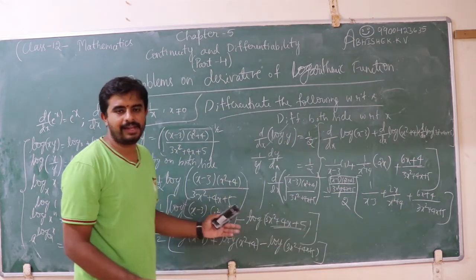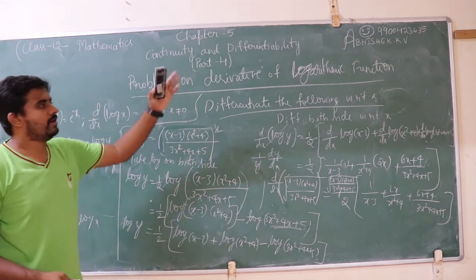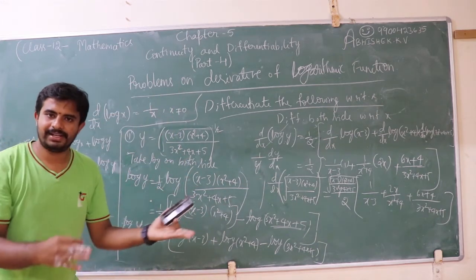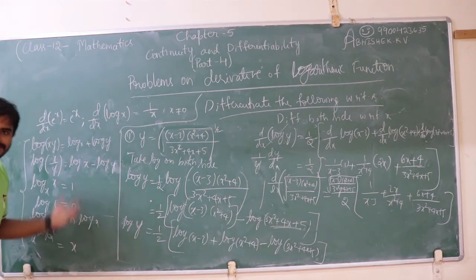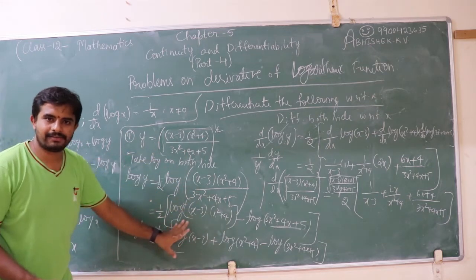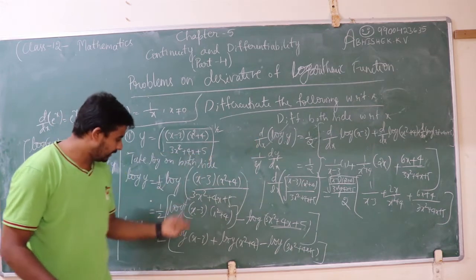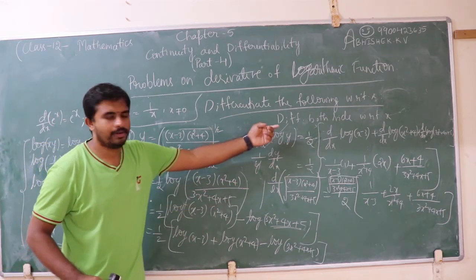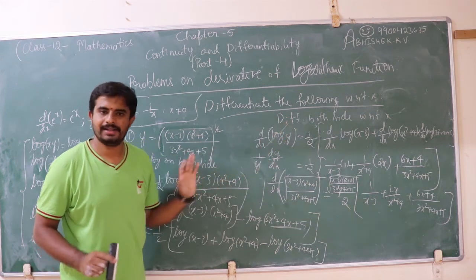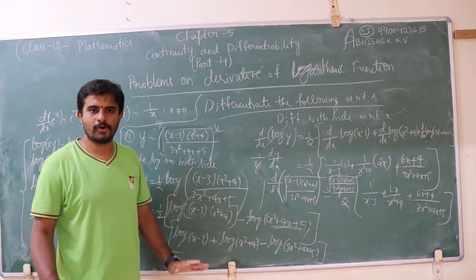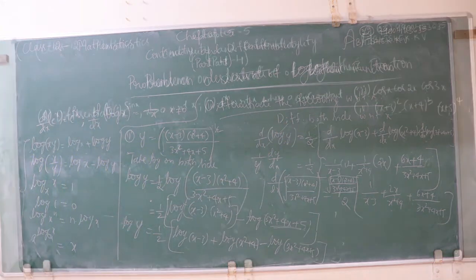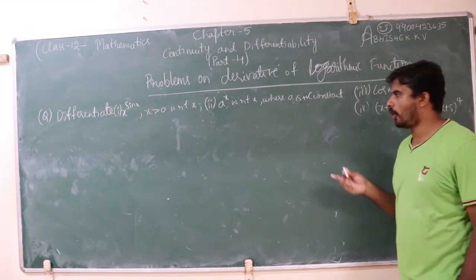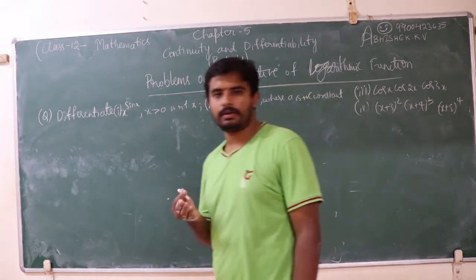So this is the way to find the derivative of the logarithmic function. We need to apply log on both sides. By using these properties, we manipulate the given equation. Then after getting the suitable equation, we differentiate on both sides. I hope you are getting this. Please note down. Let us move on to the next type of problems.